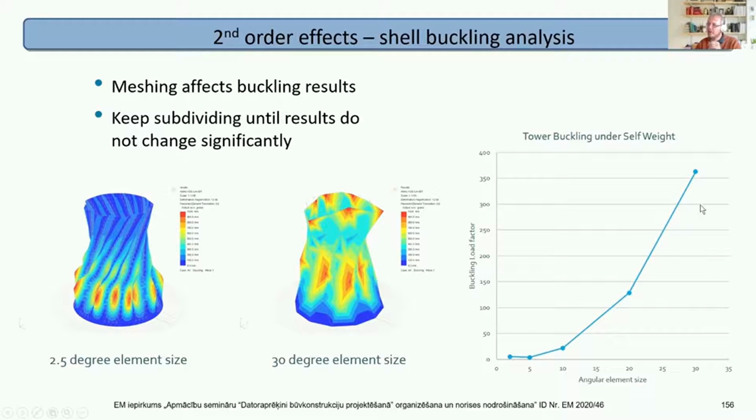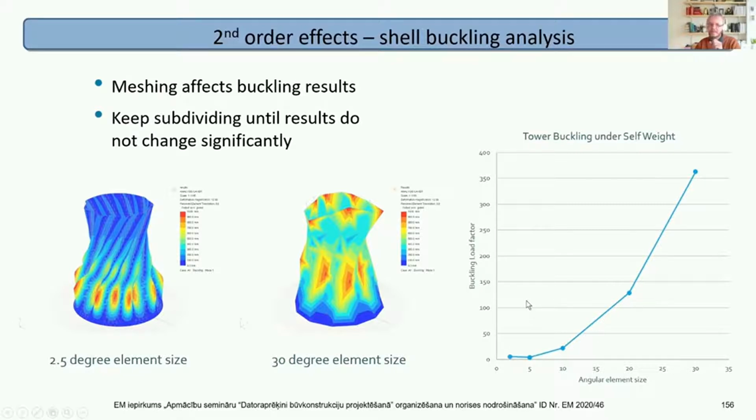And we can see on the graph on the right hand side the buckling load factor against self-weight, in this case to the other loads, and you see for the crude model the buckling load factor is considerably higher than down here at the 5 to 2.5 degree element size. A crude model will seriously underestimate the buckling capacity of a shell structure.